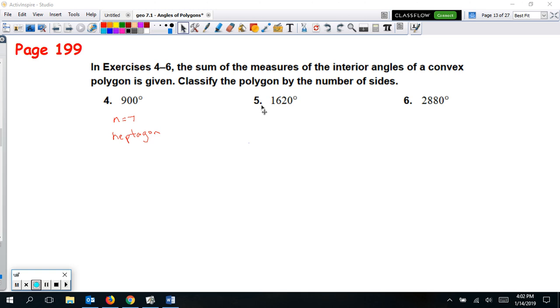Okay, so do the same thing on this one. So this is that little formula. So basically the formula is going to equal this number now, solve for n. So go ahead and pause the video and then try 5 and 6, and then come back and check those answers.